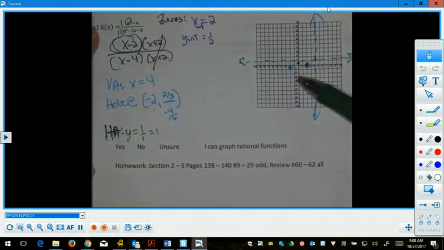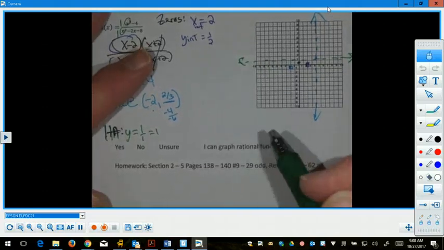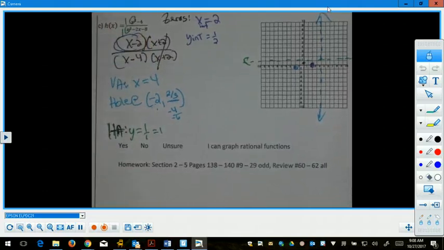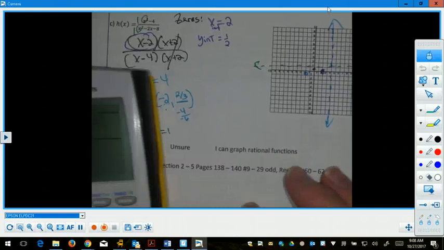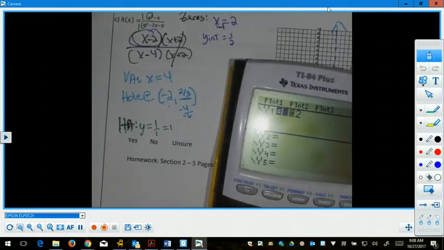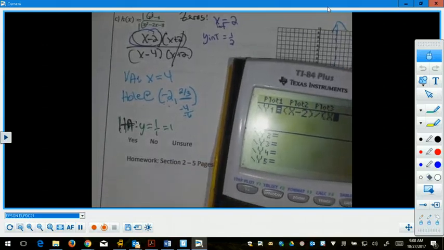I'm pretty sure I know what happens on this side of it. Maybe not. I might need to look at my graphing calculator to see what's going on. So I'm going to put the function in. I have x minus 2 in parentheses over x minus 4 in parentheses.